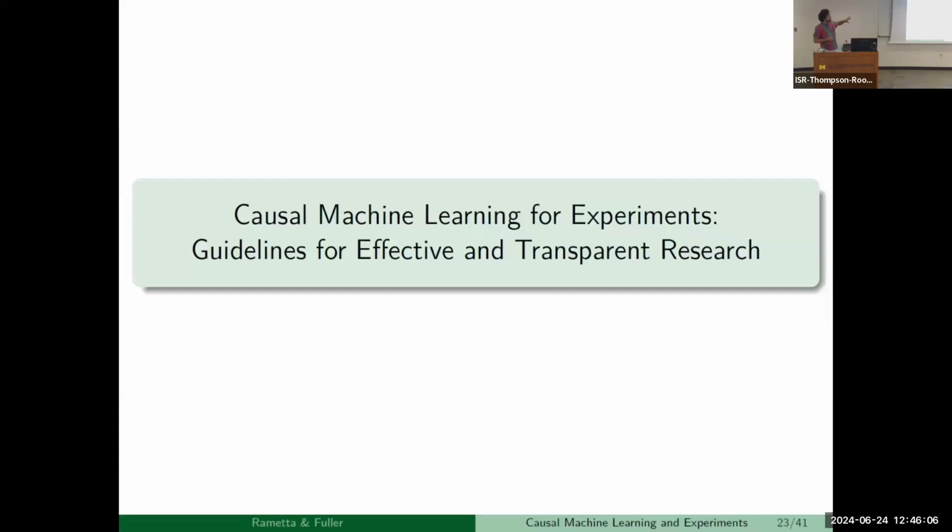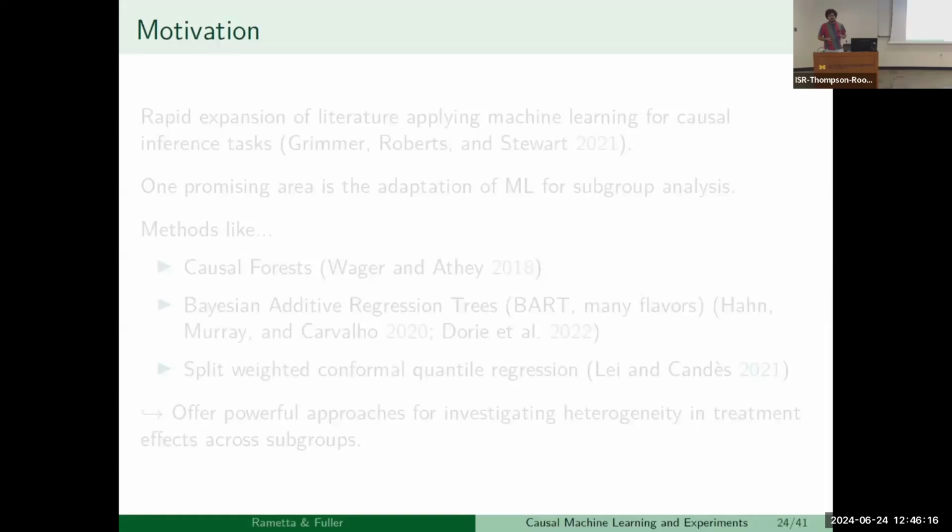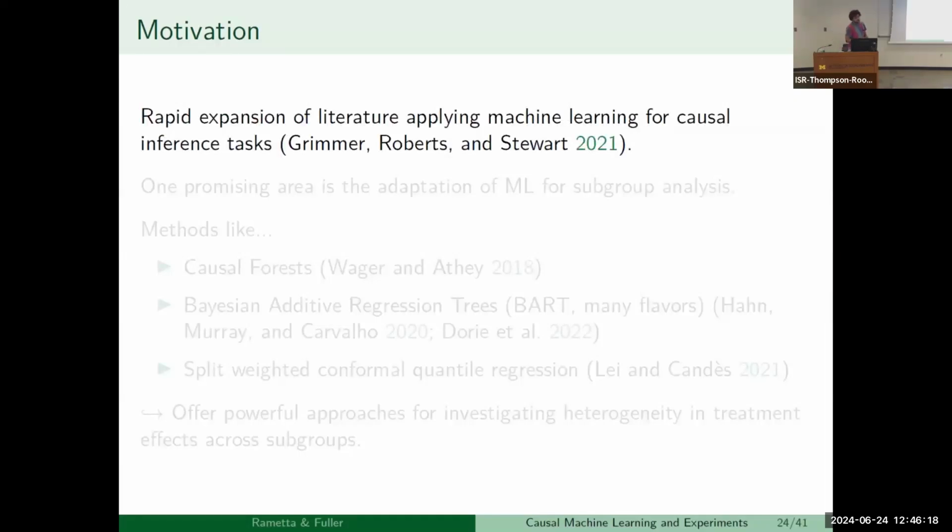Cool. So this section of the talk is just going to be talking about other projects sort of in this causal ML space that Jack and I are interested in working on right now. So let's just talk a little bit about motivation, right? There's a rapid expansion of the literature in this space, and this is constantly evolving.